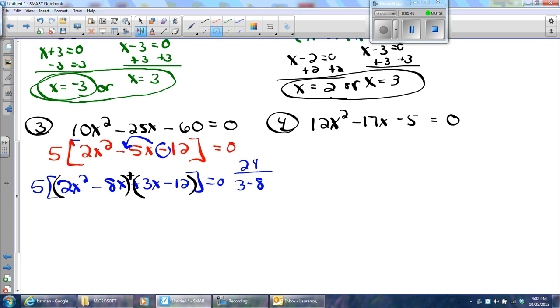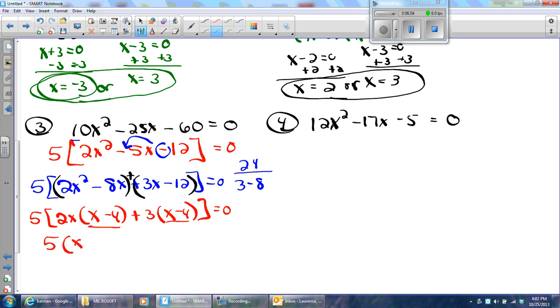Okay, now I'm gonna have 5 times the quantity of, it's like a 2x times the quantity of x minus 4. I'm gonna pull out a 3 times the quantity of x minus 4. I really like the way this is falling apart. So I'm going to have 5. There's my GCF right there. I'm going to pull that out, x minus 4. What's left? A 2x and a positive 3.